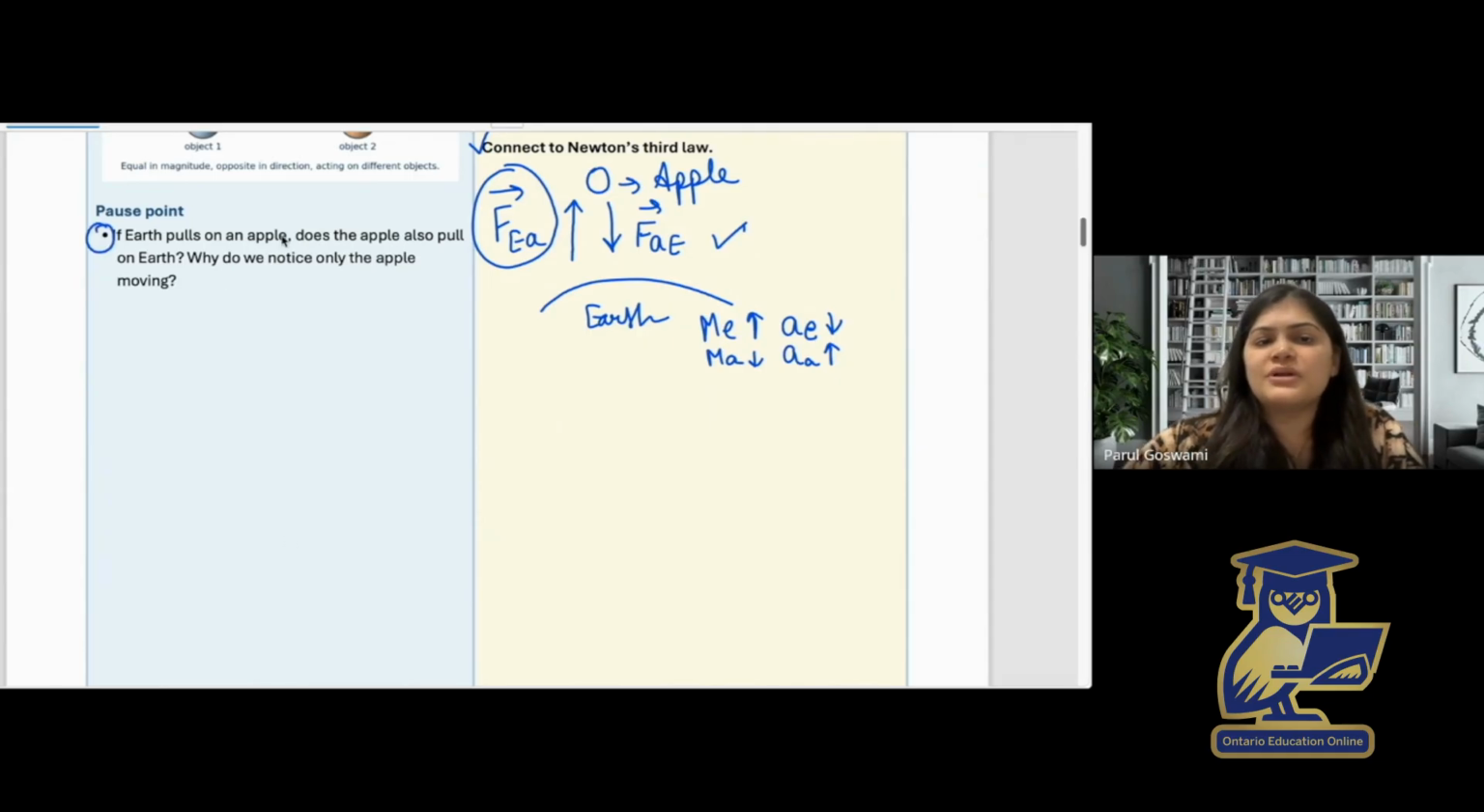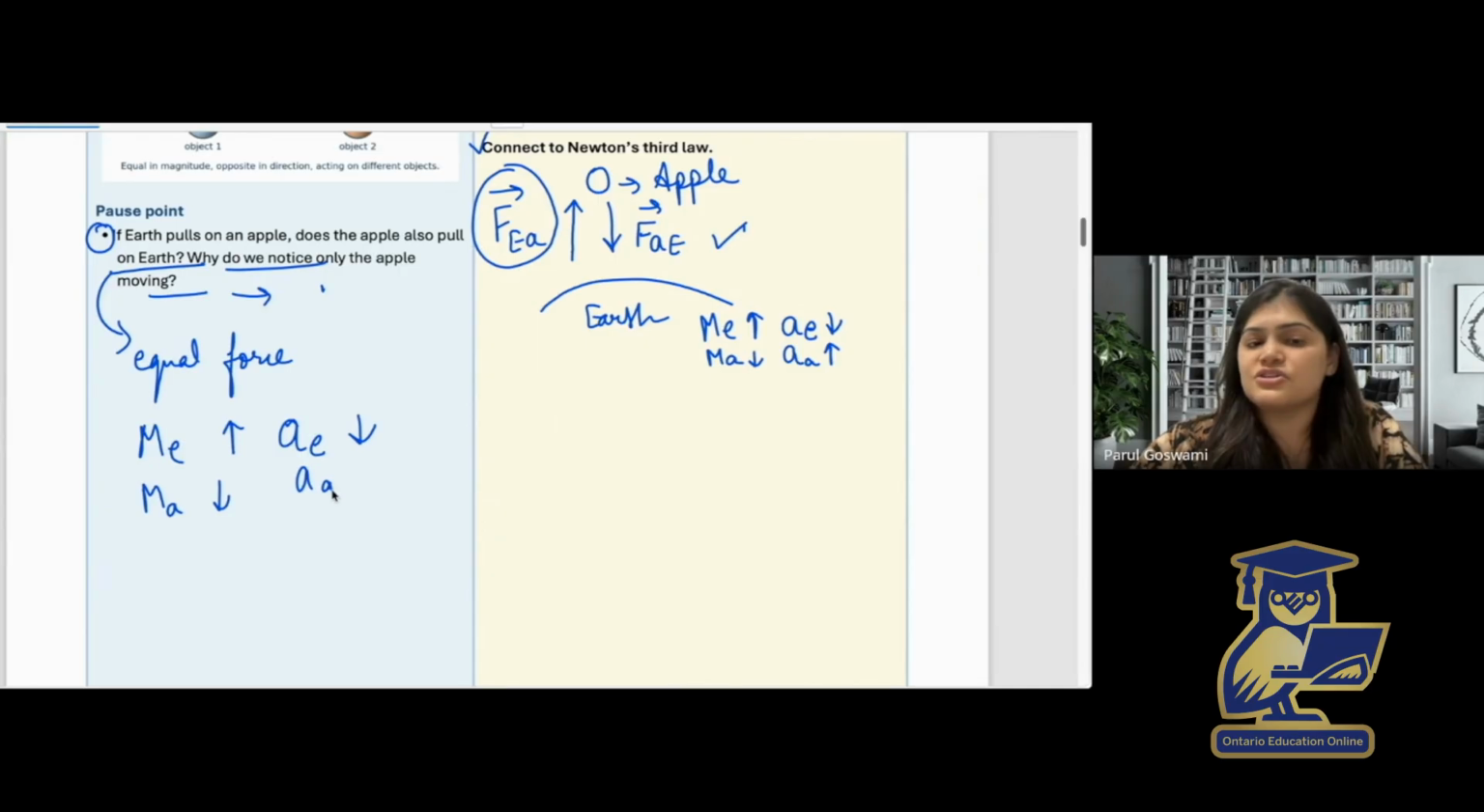If Earth pulls on an apple, does the apple also pull on the Earth? Yes. With which force? With equal force. But why do we notice only the apple moving? Because of the masses. Since the mass of Earth is bigger, the acceleration of Earth is less. And the mass of the apple is less, so the acceleration of the apple is more. So this is how it is connected.